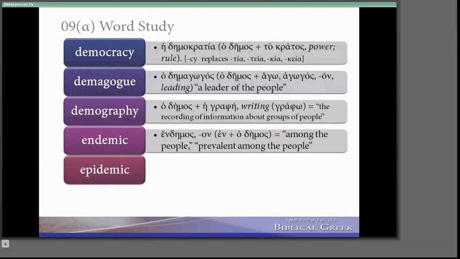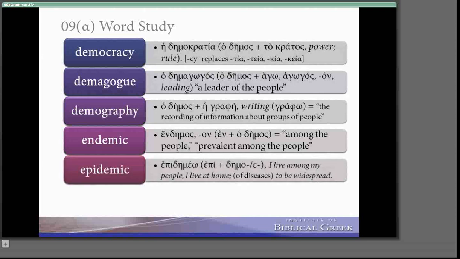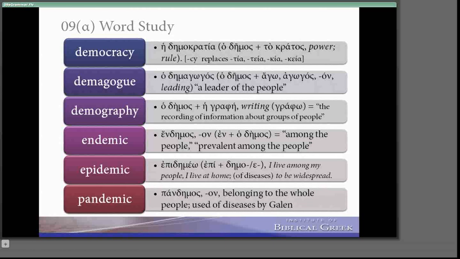Epidemic, likewise, comes from demos with a prepositional prefix, epidemeo, a verb. It literally means I live among my people or I live at home, but of diseases, the disease lives among the people or it is widespread. Pandemic, likewise, was an ancient word, pandemos, belonging to the whole people, and it was used of diseases by Galen in the 2nd century AD. Pandemic is distinguished from epidemic in a wider effect. Specifically, it's prevalent over a whole people or a continent. Well, that's it for the word study. On to the grammar lesson.